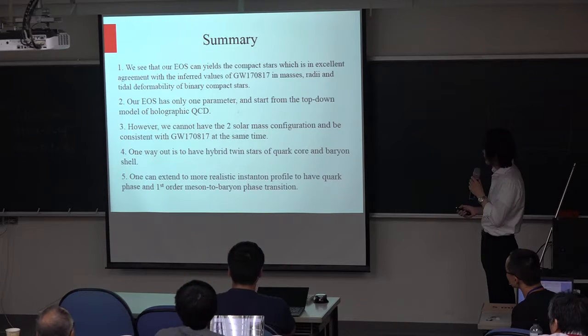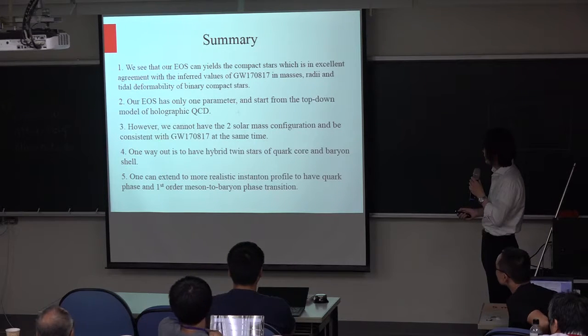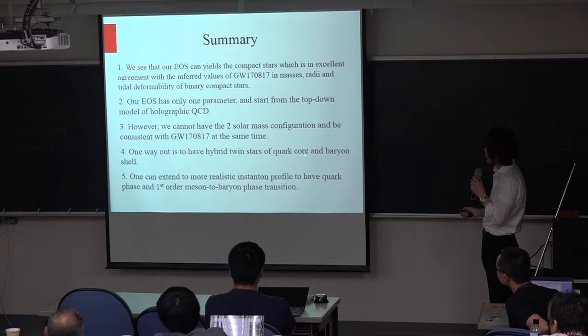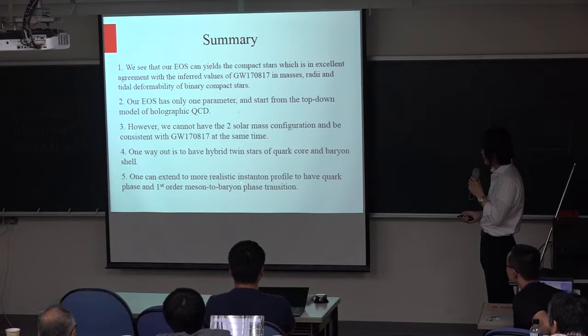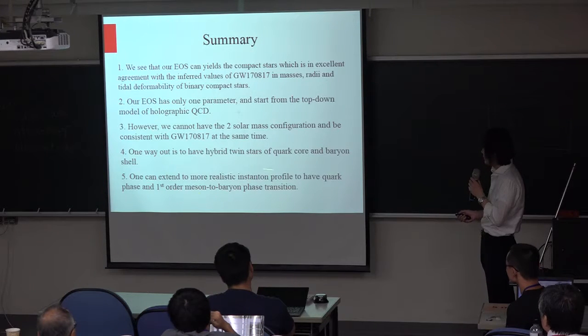However, we cannot have the two-solar mass configuration consistent with this tidal deformability at the same time. So we are trying to use this hybrid compact star core and the baryon shell. For simplicity, we only use the point-like case. Next time, we might also try this extra product to see whether the situation could be better.